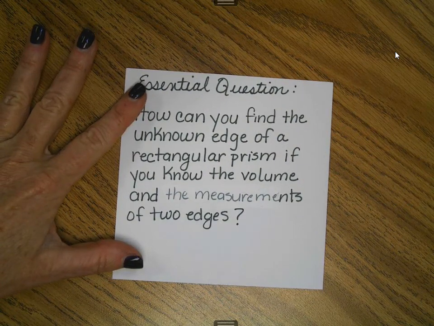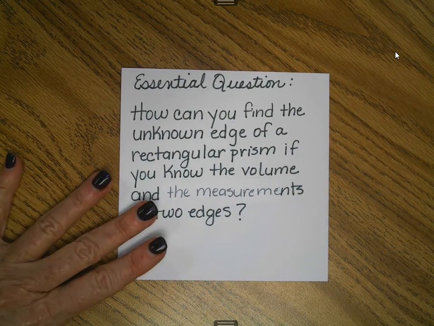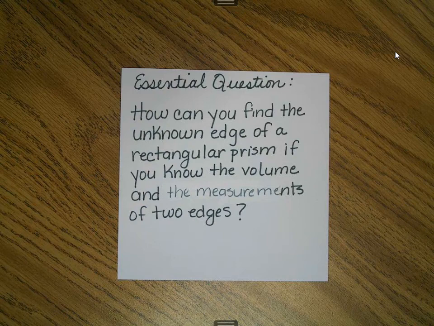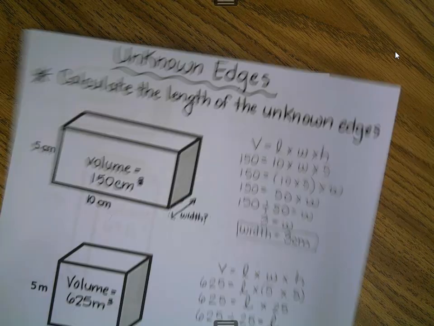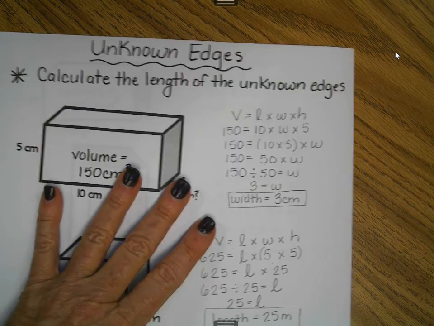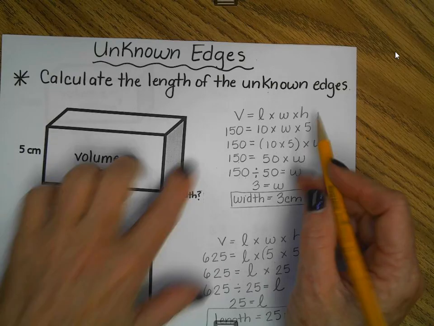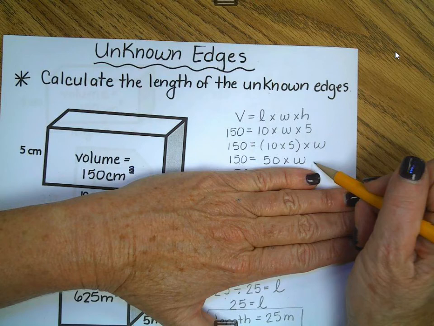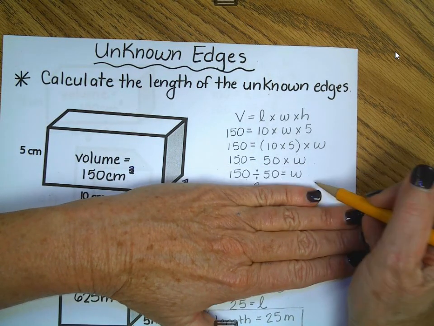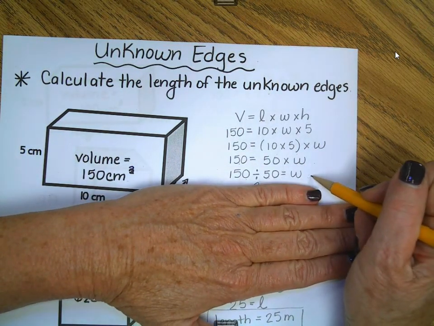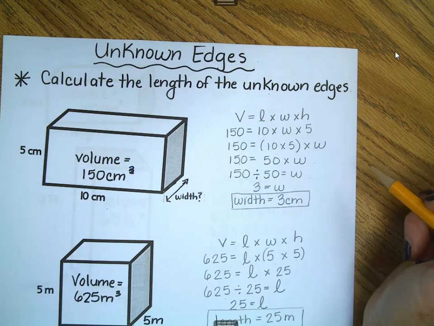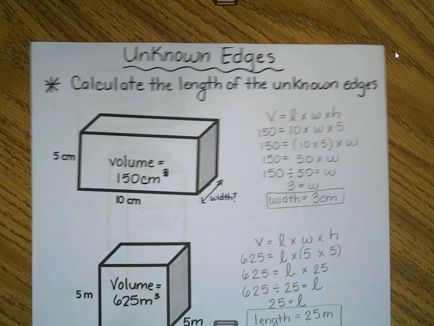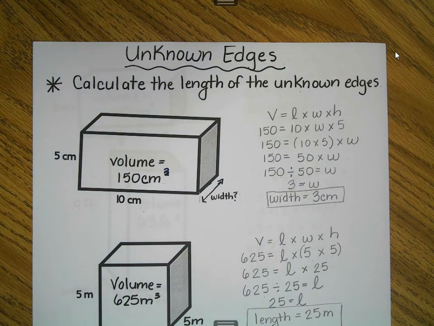The question is, how can you find the unknown edge of a rectangular prism if you know the volume and the measurements of 2 edges? And I hope you're able to answer that you're going to use your volume formula, you're going to plug in your known values, and right when you get to your multiplication sentence where you need that missing factor, you're going to use your fact family and division to isolate the variable and to solve, right?